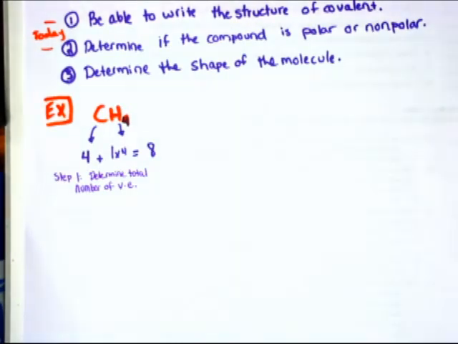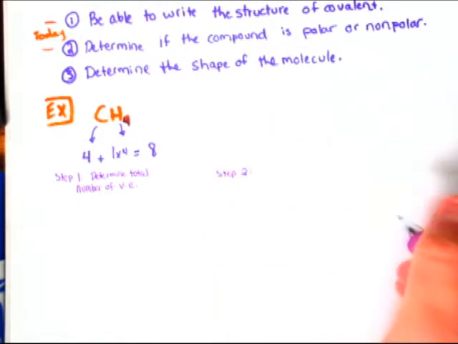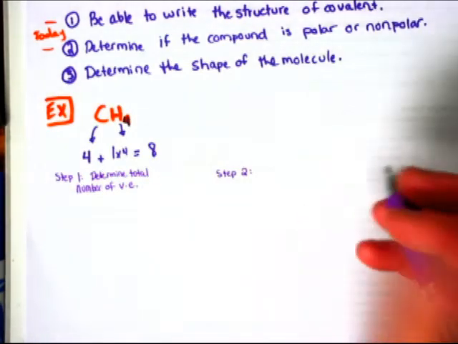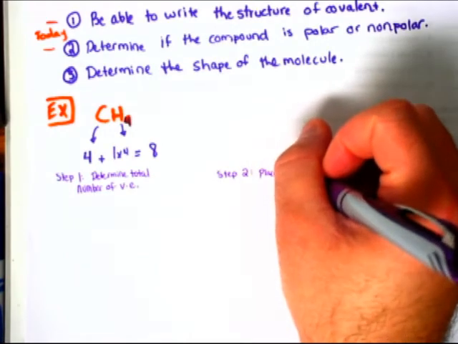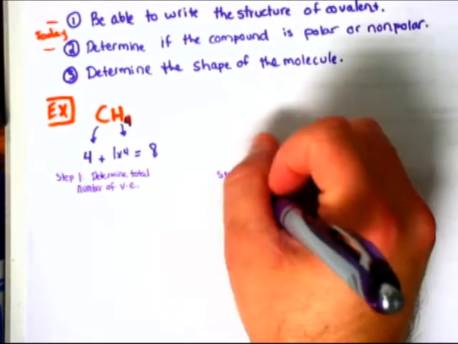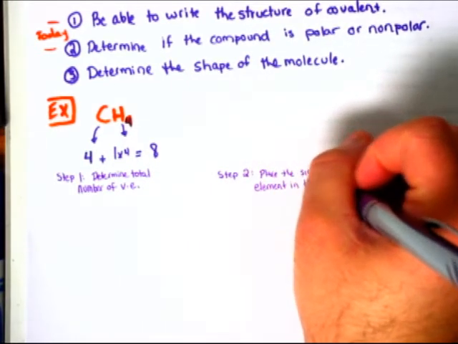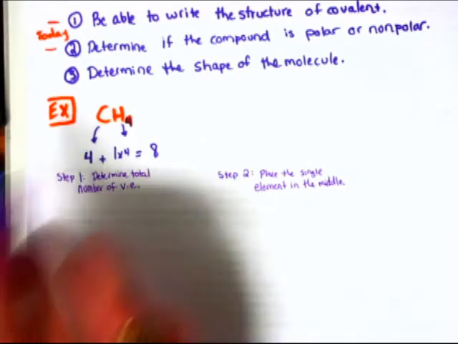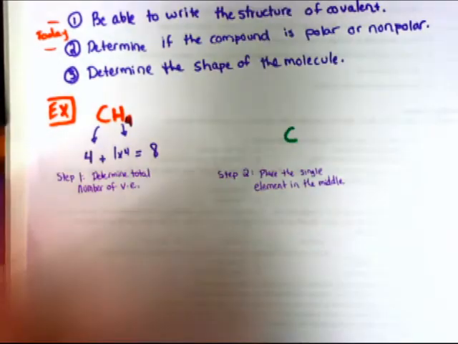Now step 2 is to just kind of simply draw this out a little bit. And to do this, we're going to place the smallest number of a certain element. So place the single element in the middle. Now, which element here would probably go in the middle, the carbon or the hydrogen? Yeah, because there's only one of them, correct? So we could envision putting the carbon in the middle and the hydrogens around it.